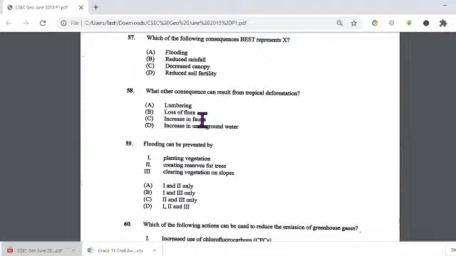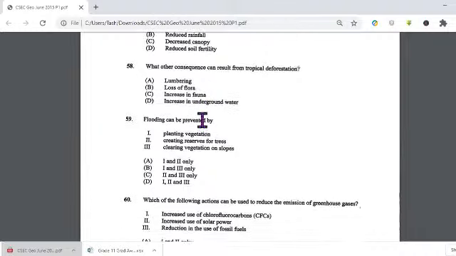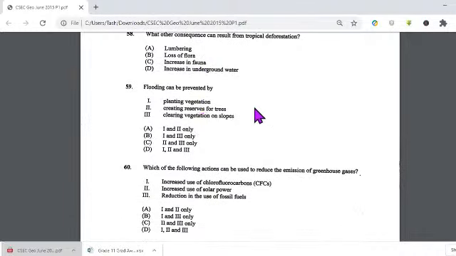Yes, everybody got that one correct. Very nice. 59. Flooding can be prevented by 1. Planting vegetation, 2. Creating reserves for trees, 3. Clearing vegetation on slopes. All right, so we can prevent flooding when we plant vegetation, creating reserves for trees, but not when we clear vegetation on the slopes.